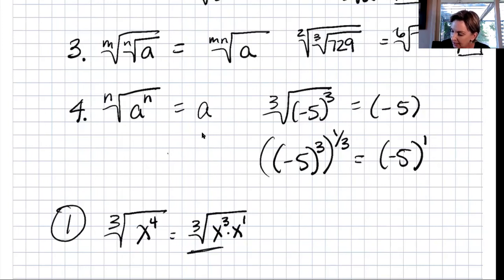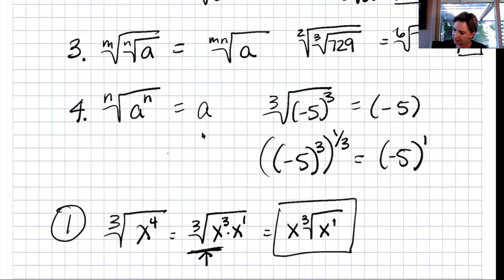And then this part right here is law number 4, right? We have a 3rd root of x to the 3rd, so the 3's cancel, leaving us with just an x. And inside, we still have that x to the first, and we can't really do anything with that. So that's our answer. Okay, we used two different laws there. We used a law of exponents, and then we used a law with the root.